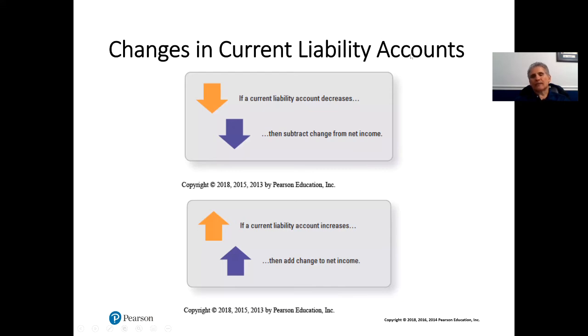For current liabilities, they go in the same direction. If a current liability goes down, then the impact on the statement of cash flows would be a subtraction or reduction. If a current liability goes up, then the impact to the statement of cash flows will be an addition.